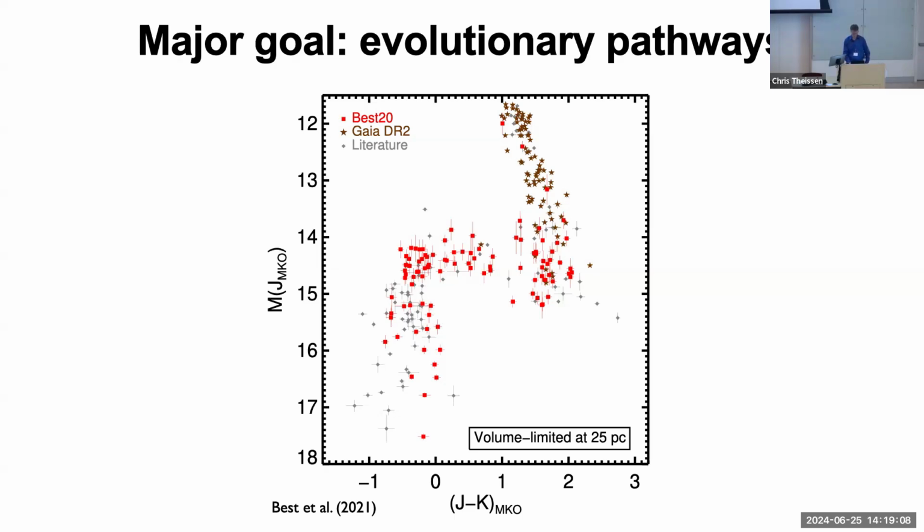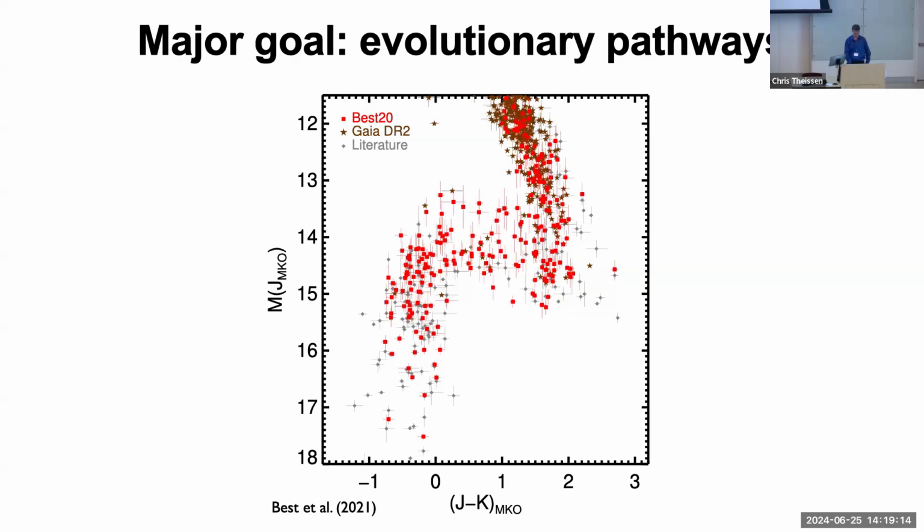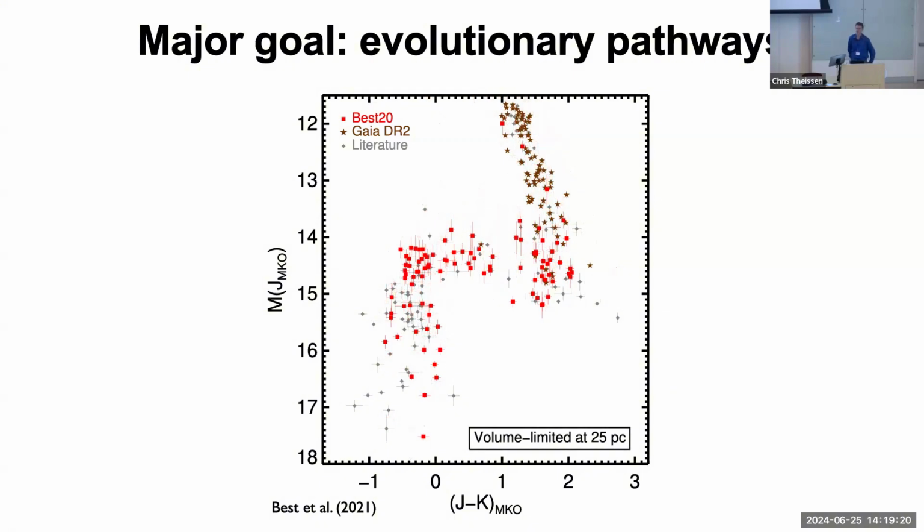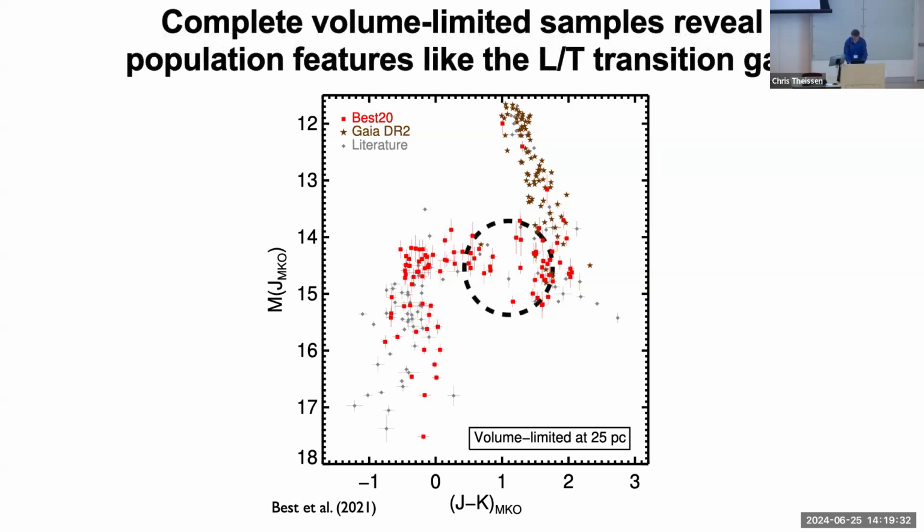I want to highlight that if you just make this plot with everything that had a parallax, at least at that time, this is what it looks like. You don't see a gap. But with a volume limited sample, the gap pops out. This is the key sort of thing. And historically, I will also say, we have thought that gap might be in other places. I published that at one point, but now the volume complete sample actually shows us where it is.